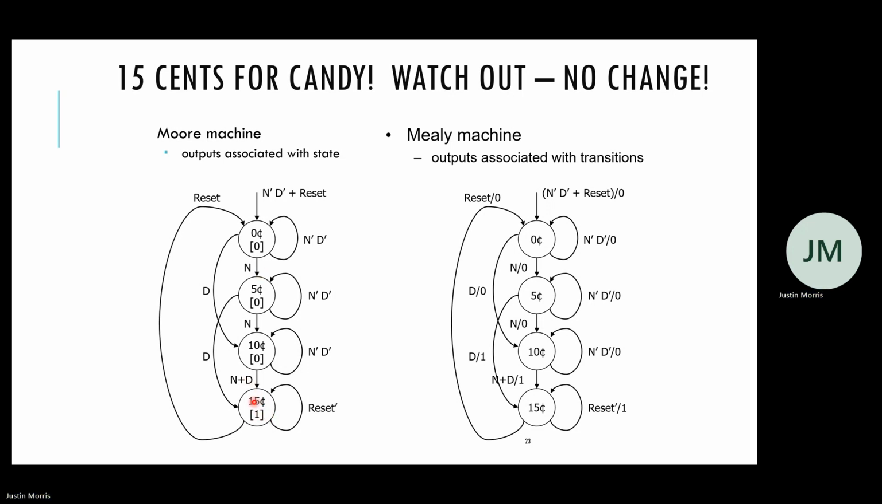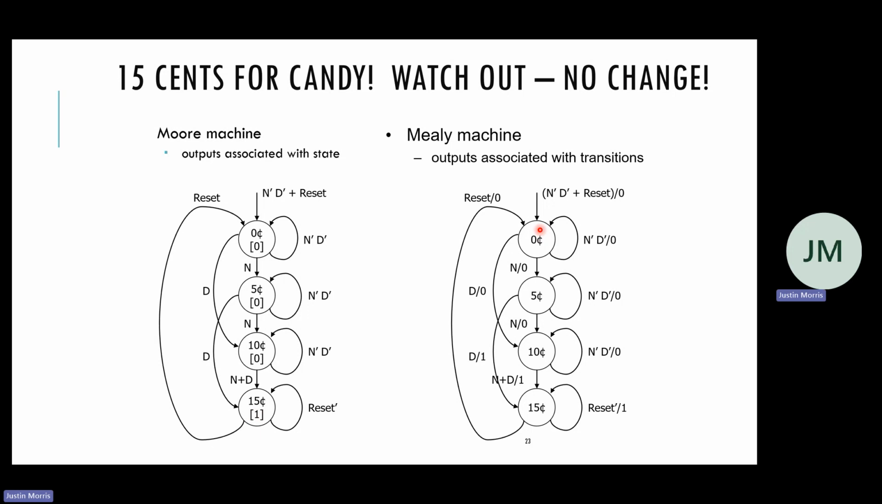But remember, this is nickel or dime. So even though it's 20 cents, this Moore machine only remembers up to 15. So they can have their candy, but they don't get any change back. If you wanted them to get change back, you would need another state, right? For 20. And then you would have another output, right? So you would have an output for, are they able to select their candy? And then do they need a nickel back?